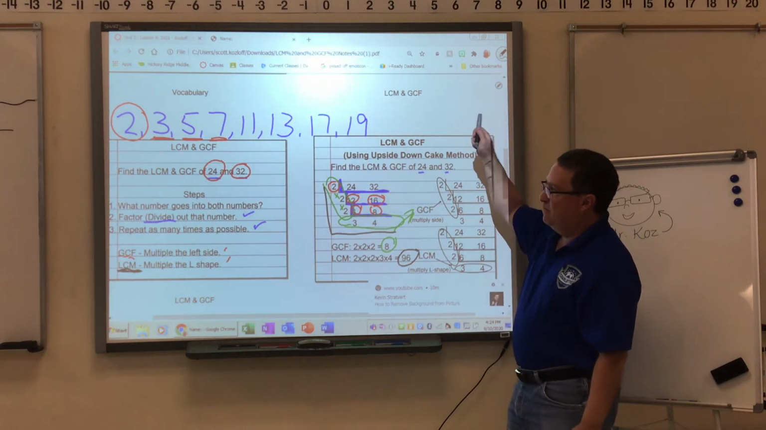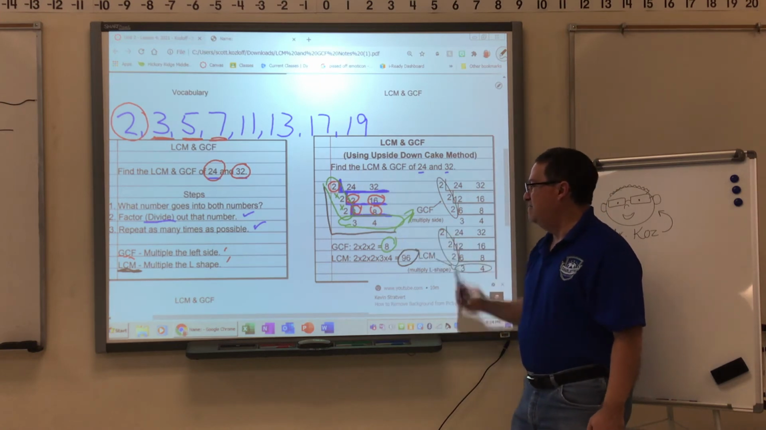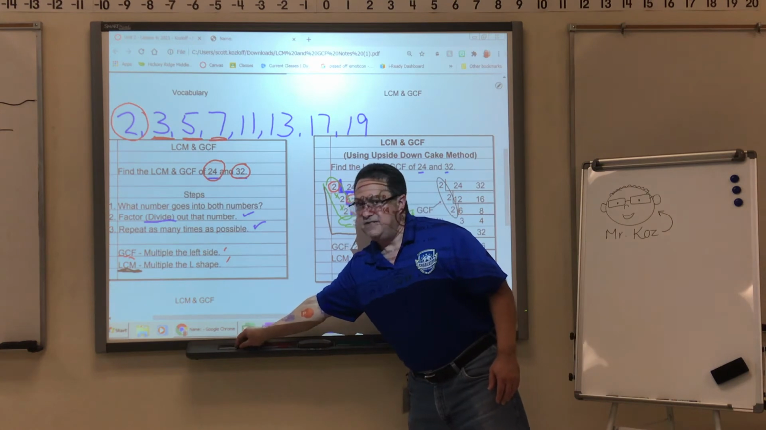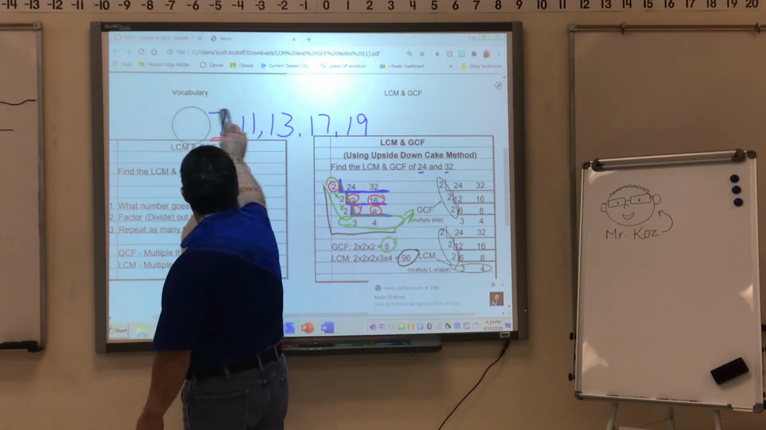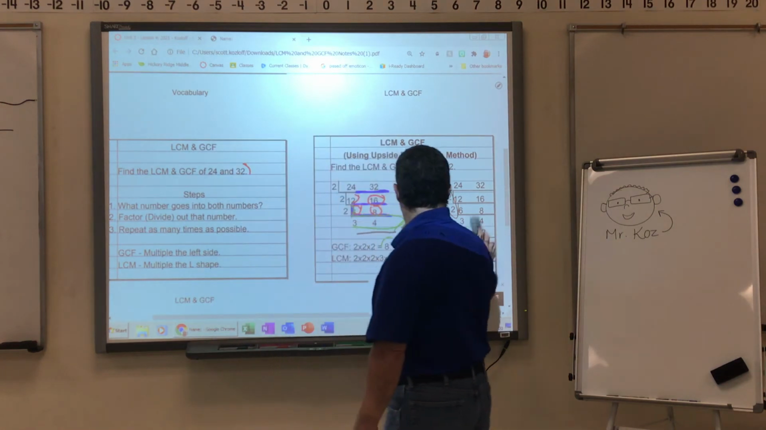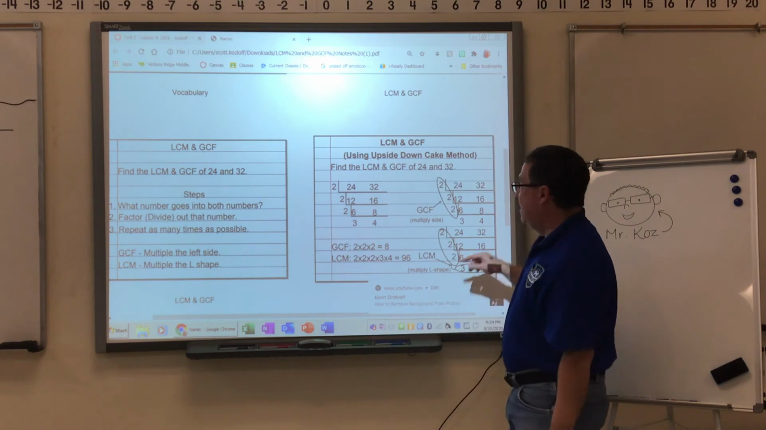Okay? If you look back at the first two slides, this is how I would find both of those answers using the upside down cake method. If you would please pause, make sure you understand that, and we'll move on to the last two slides.